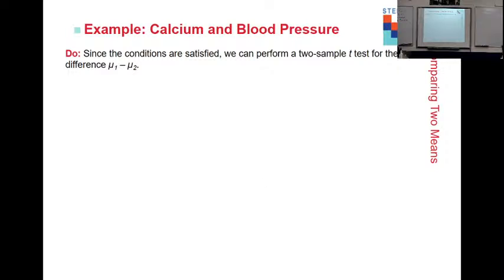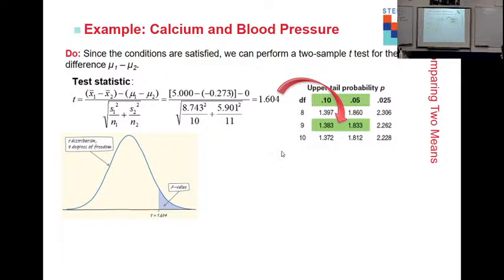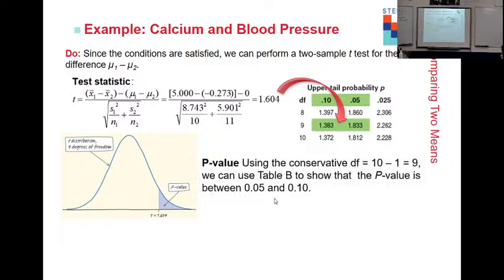Remember to write 2-sample t-test in your step 2, the name of the test. Formula, plug in the numbers, answer. And if you're using the table, then we'd use the smaller sample size degrees of freedom of 9, and we get the p-value being somewhere between 0.05 and 0.1. We're going to get a more specific one out of the calculator.